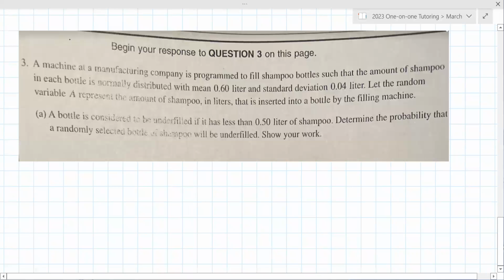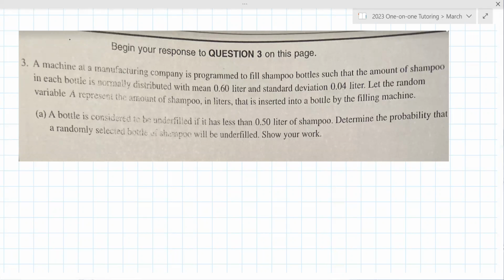All right, a machine at a manufacturing company is programmed to fill shampoo bottles such that the amount of shampoo in each bottle is normally distributed with a mean 0.6 and standard deviation 0.04. Let the random variable A represent the amount of shampoo in liters that is inserted into a bottle by the filling machine. A bottle is considered to be underfilled if it is less than 0.50 liters of shampoo. Determine the probability that a randomly selected bottle of shampoo will be underfilled. Show your work.